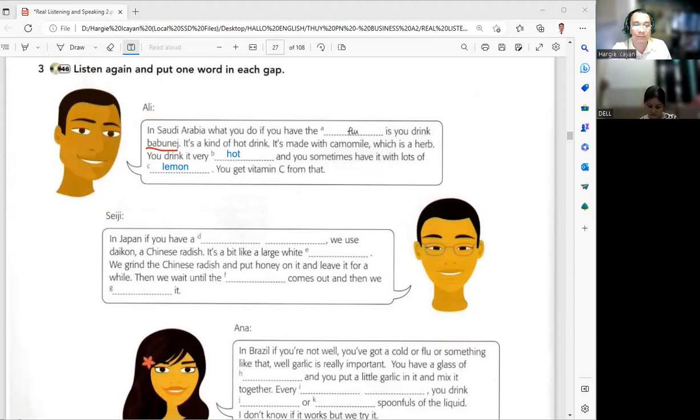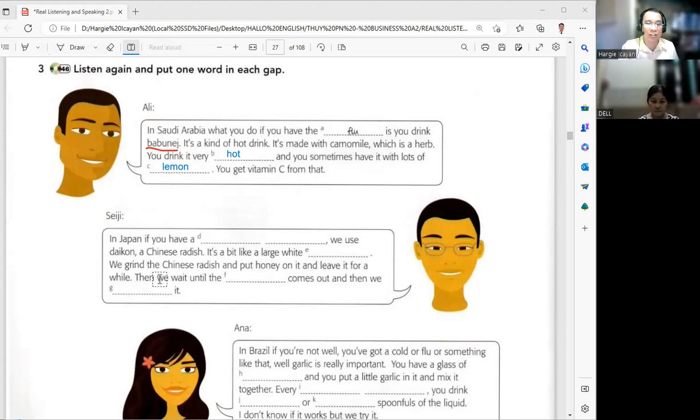In Japan, if you have a sore throat, we use daikon, Chinese radish. It's a bit like a large white carrot. We grind the Chinese radish and put honey on it and leave it for a while. Then we wait until the juice comes out and then we drink it.